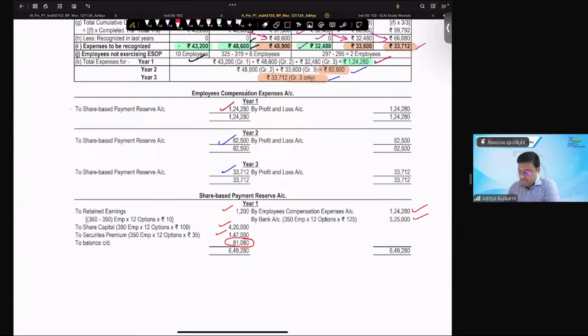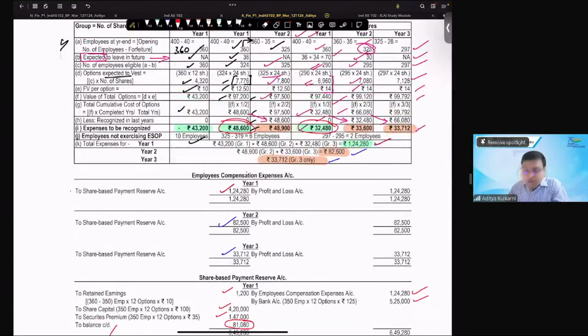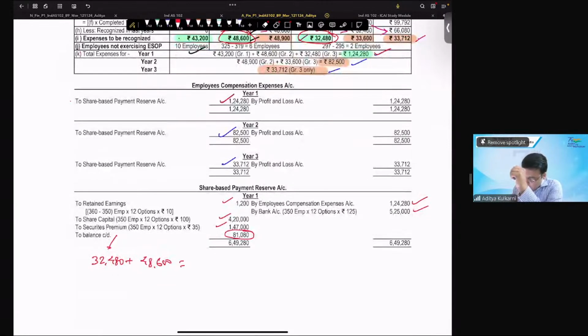So generally we transfer this fund into retained earnings, right? आप retained earnings में transfer नहीं कर सकते because this is pertaining to group 2 and group 3. This is 32,480 plus 48,600, which is this value. These are live options. इसमें अभी जान बाकी है 1 साल और 2 साल का respectively. So therefore we will come to 81,080.